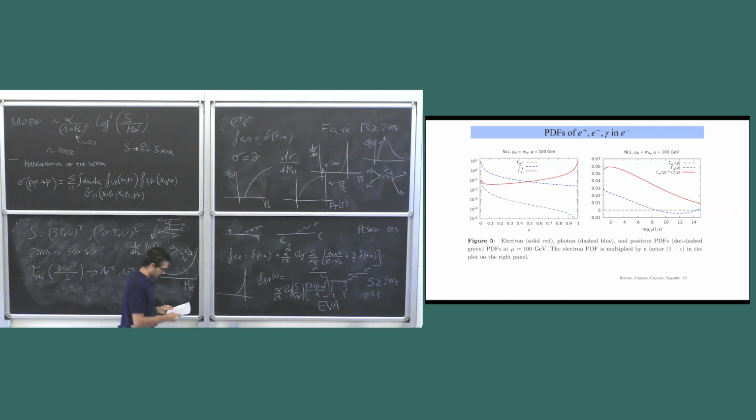Okay, but actually the situation is even more complicated, because this energy, 3 or 10 TeV, is much larger than the mass of the muon. But it is also much larger than the mass of the Z, the mass of the W, the mass of the X.